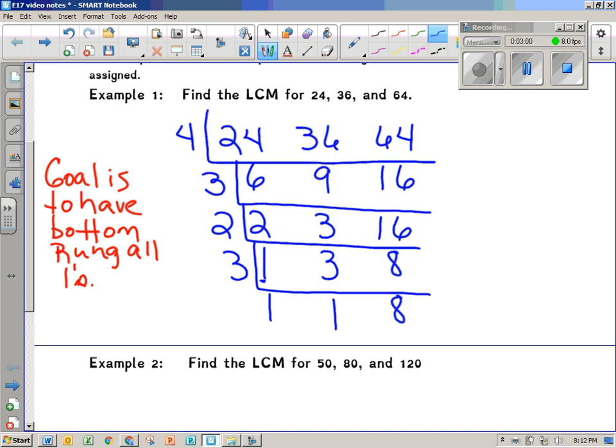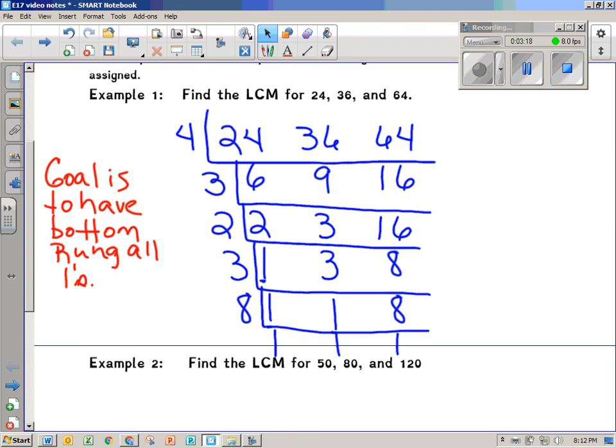So you've almost got all your 1s. You've got a 1 here and a 1 here. You just need to make that 8 a 1. So you'd have to divide by 8. So again, 8 doesn't go into 1, so you keep it, keep it. 8 goes into 8 one time.